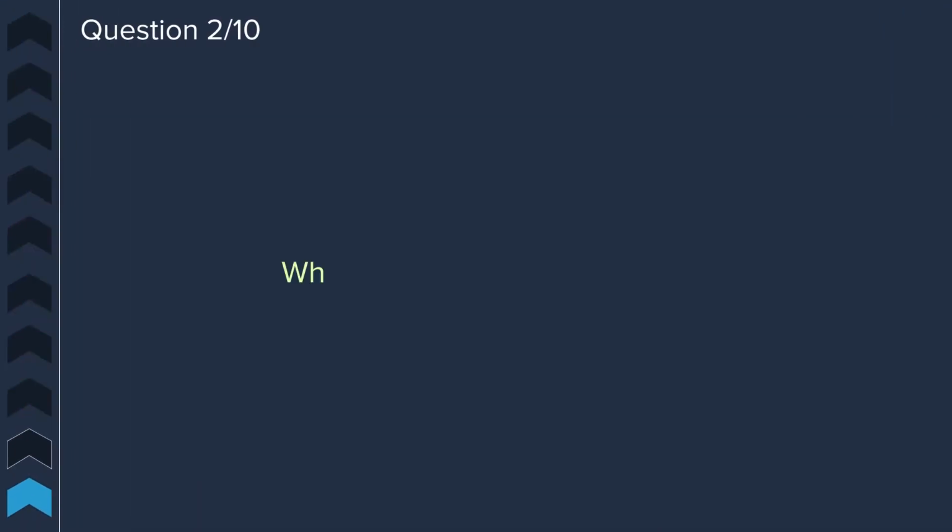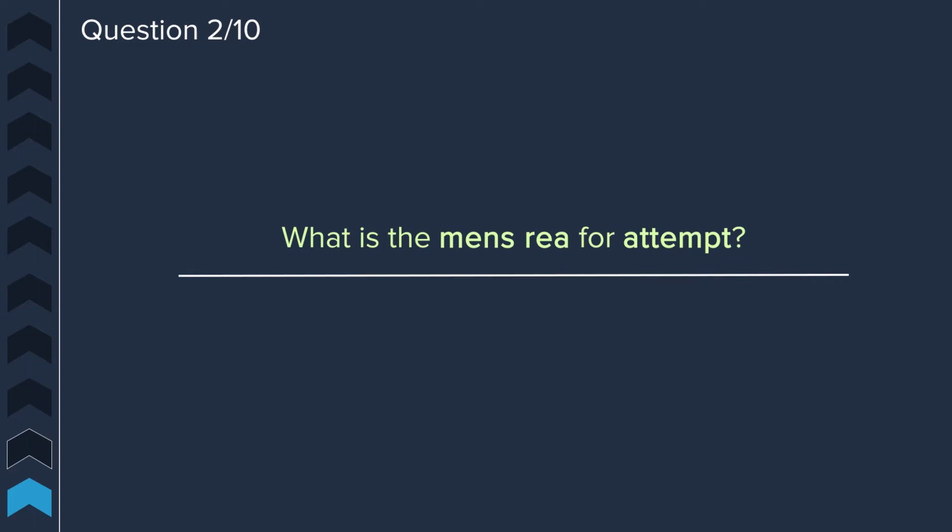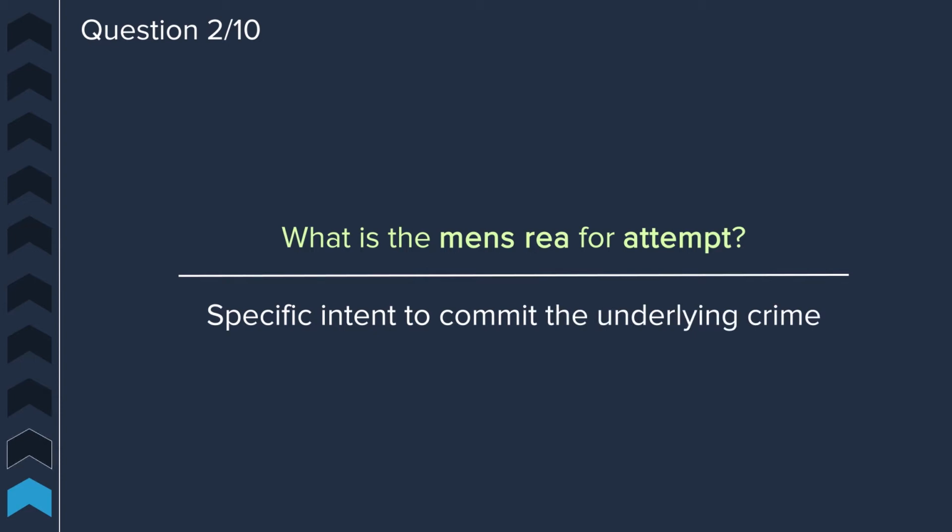Question 2. What is the mens rea for attempt? The mens rea for attempt is that you must have the specific intent to commit the underlying crime.